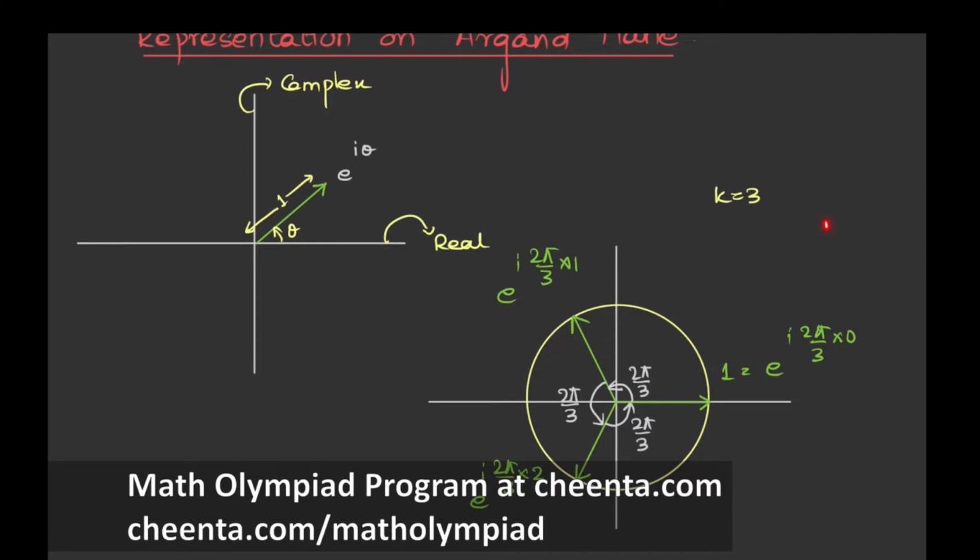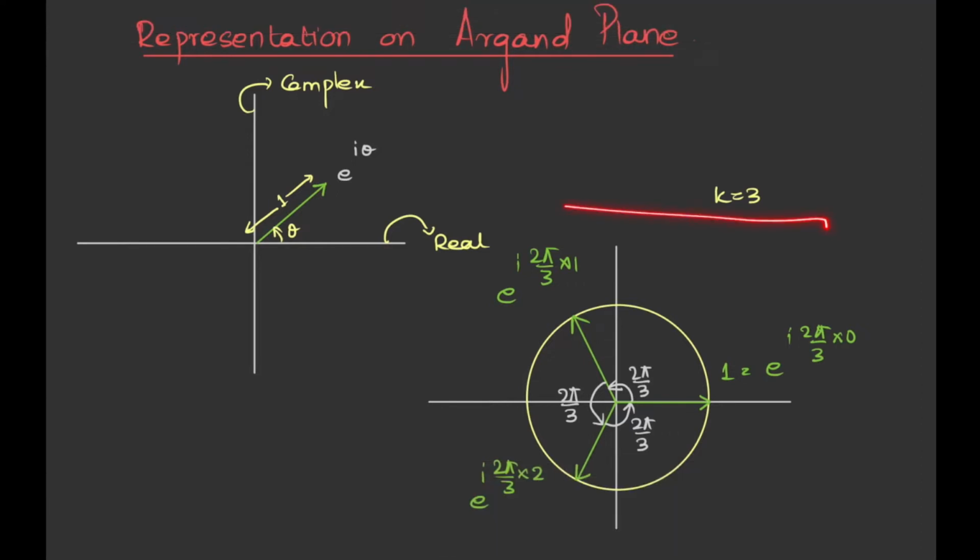Now, the nth roots of unity can also be represented on the Argand plane. Here, they lie on a unit circle, that is, a circle of radius 1, at uniform intervals of angles, that is 2 pi by n. For example, we are considering n equals 3. Now notice, this is a unit circle on the Argand plane. Here we have marked 3 vectors. This is the first vector, this is the second vector, and this is the third vector.